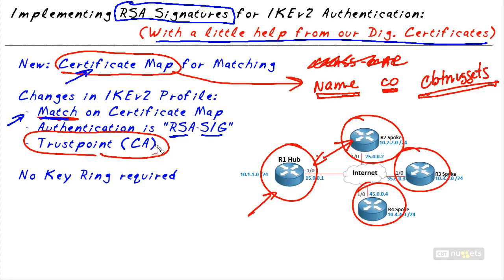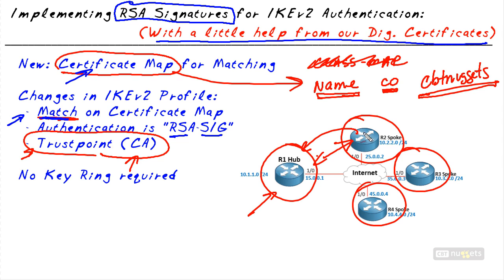And it's possible we might have multiple certificate authorities. We want to specify the CA that we're going to use to validate the certificates that we're receiving from the peers that are matching this profile. So when R2 sends its digital certificate over, R1 will say, okay, great, I'm going to use this CA's public key to validate the signature. And once R1 has validated R2's digital certificate, it can now trust the public key that was in R2's digital certificate, which can then be used for the RSA signature verification that's going to happen between R1 and R2.